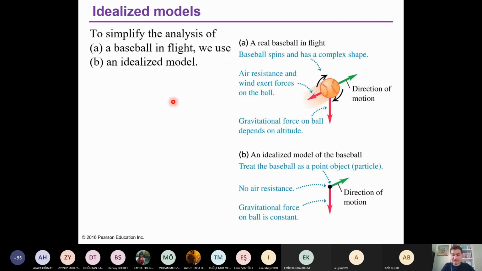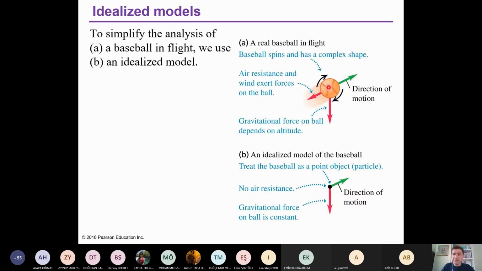We are physicists, and sometimes problems may be very, very complicated, okay? So then we have to simplify the problem in order to analyze it. So here I will show you one example for the idealized model. This is a real baseball in flight, okay? It is flying like this. This is the baseball. But how to idealize this one? This is the idealized model of the baseball.